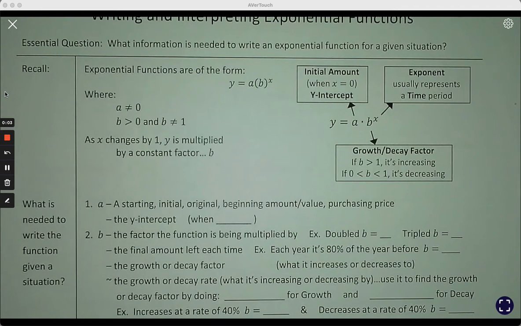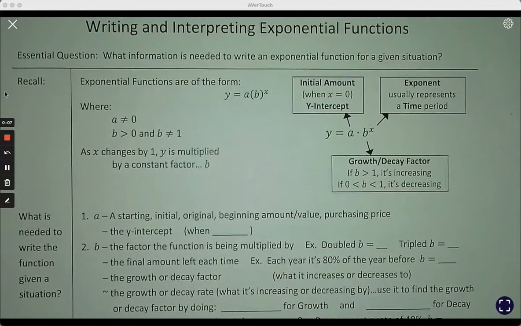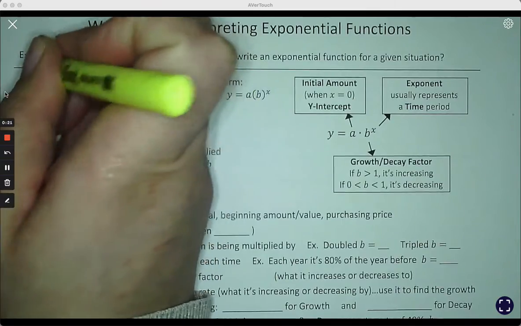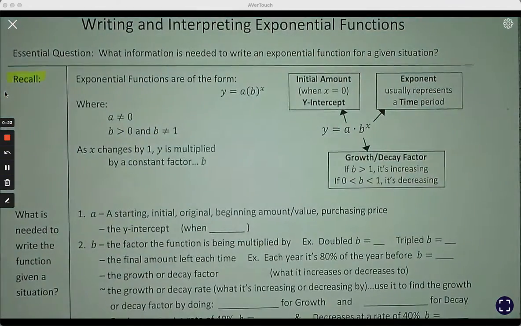All right, so a couple of things before we get started. I know it's been a while since we've done exponential functions, but going into our next project, we're actually going to need to know how to write and interpret what they mean and the different parts of them. Okay, so I need you to recall a couple of things before we just jump right on in.